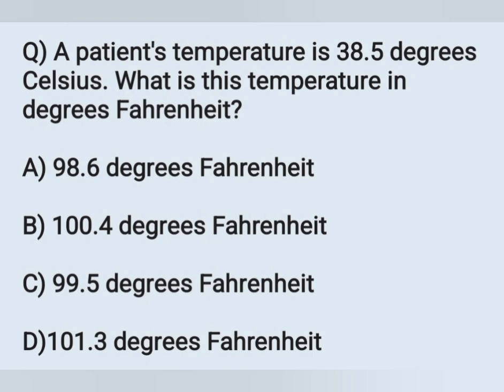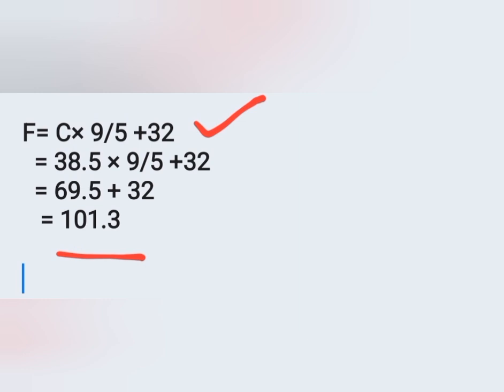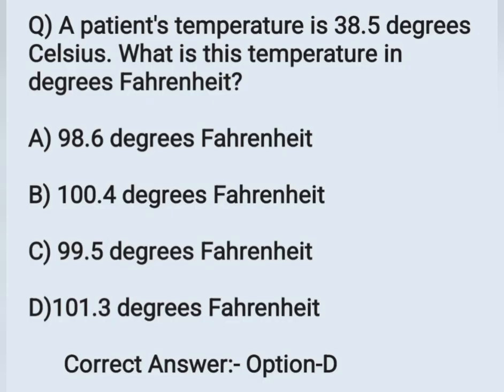Here we have to convert Celsius into Fahrenheit. The formula is F equals C times 9/5 plus 32. So the correct answer is, if we do it with the formula, we will get 101.3. So the correct answer is option D, 101.3 degrees Fahrenheit.